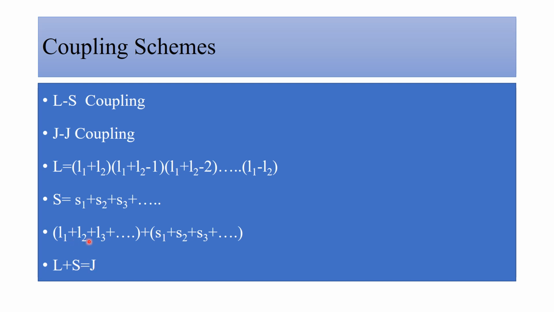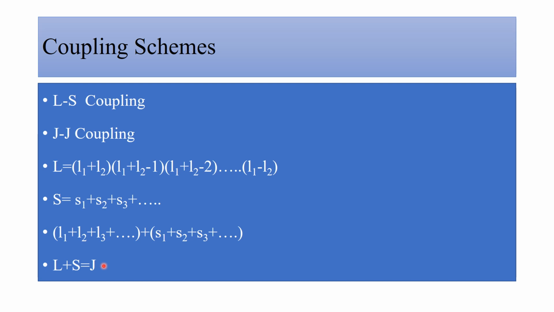L1 plus L2 plus L3 plus etc., plus s1 plus s2 plus s3 plus etc. That is, L1 plus L2 plus L3 is capital L, s1 plus s2 plus s3 is capital S. That is, L plus S gives J. J can take values ranging from L plus S to L minus S.